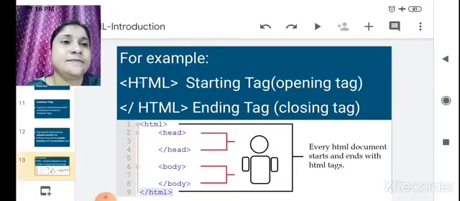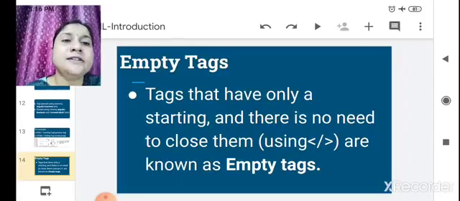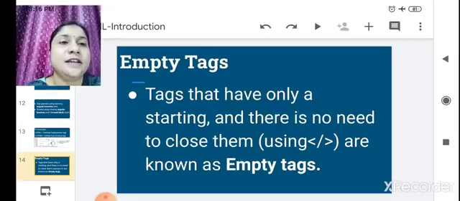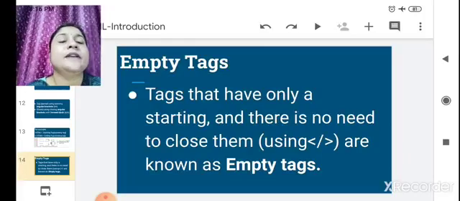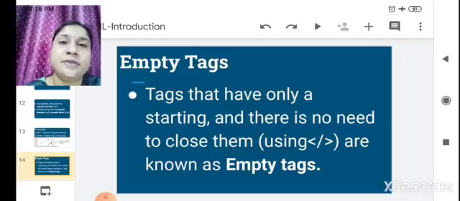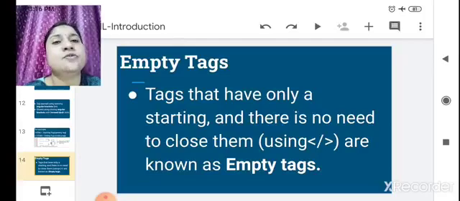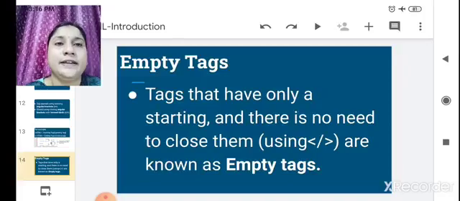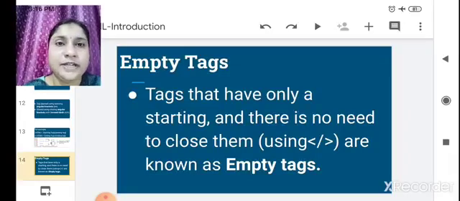Now we will see the next one, the empty tag. So what is an empty tag? An empty tag has only a starting tag. There is no need to close it using a forward slash. These are known as empty tags. They have only a starting tag, or you can say just an opening tag, and there is no closing tag or end tag. That's why it is called an empty tag. It has only one tag, and that is an opening tag.